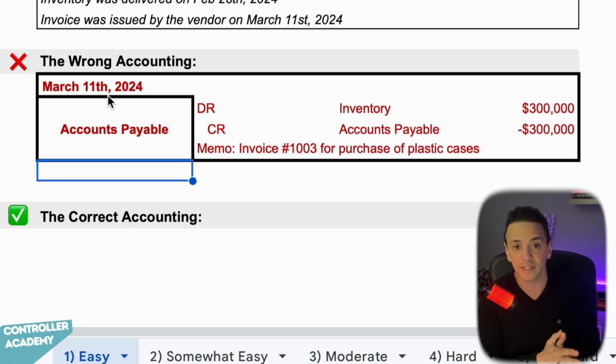While this violates the accrual principles of accounting, because you received the inventory on February 28th, which means that you should have created an accrual on that date, since the risk of the inventory and the title transfers on destination. So you received it February 28th, you create the accrual on February 28th.